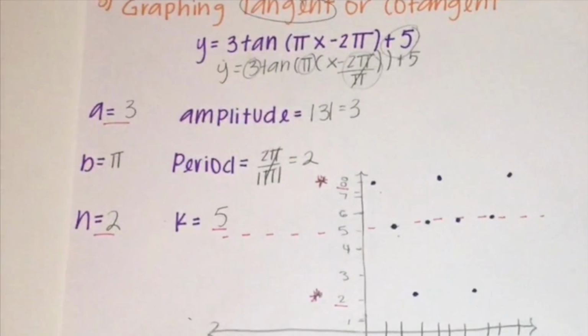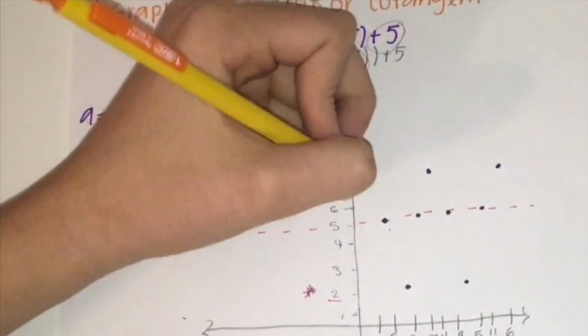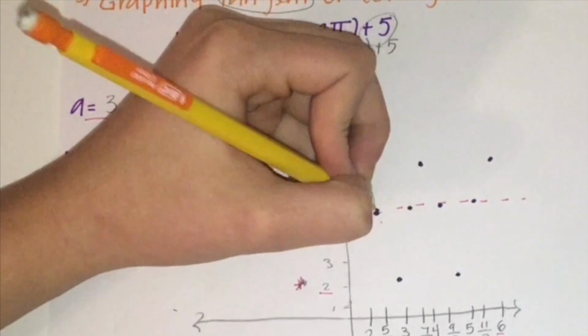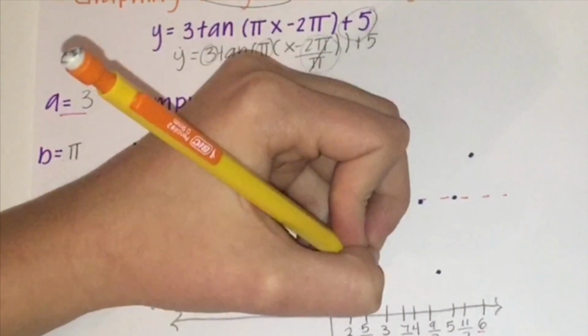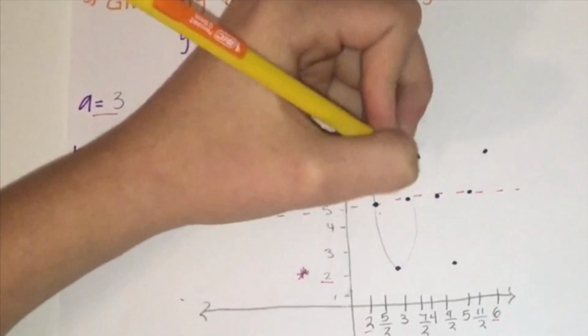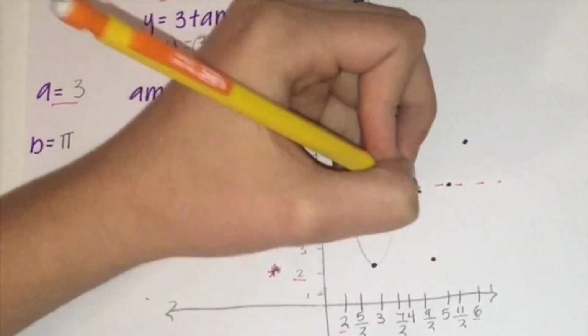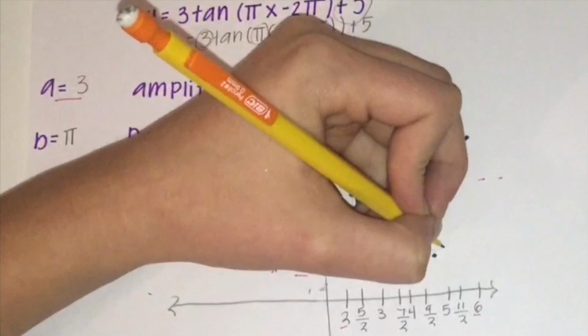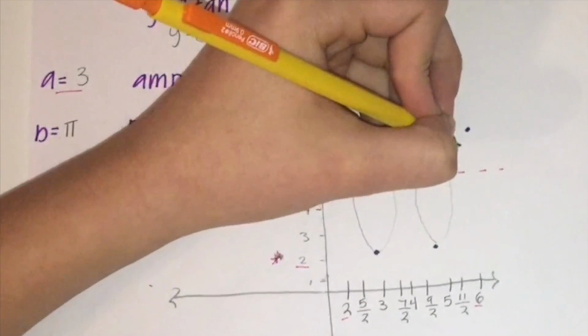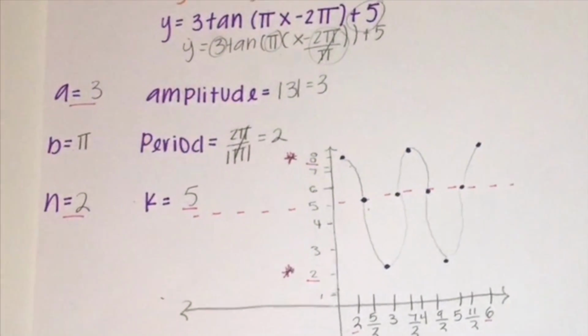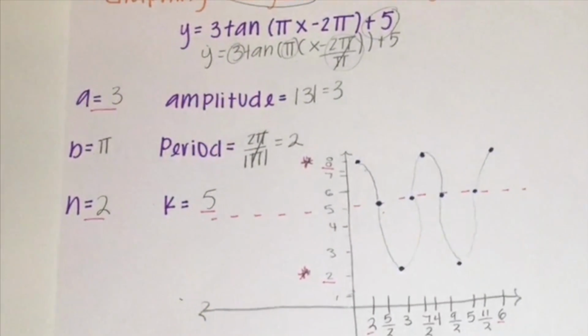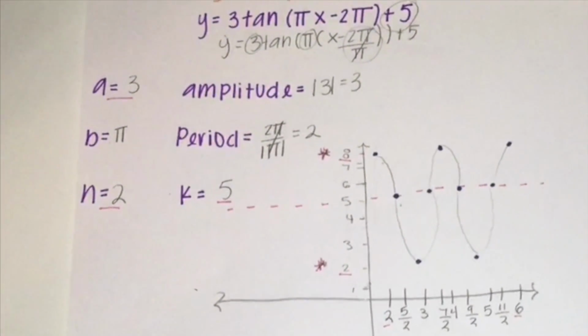So I can lightly draw in the curve of this graph, but what's important to look at is just the little dots that we're given. These dots are going to be really important because they're going to tell us the asymptotes and the zeros of your tangent graph.